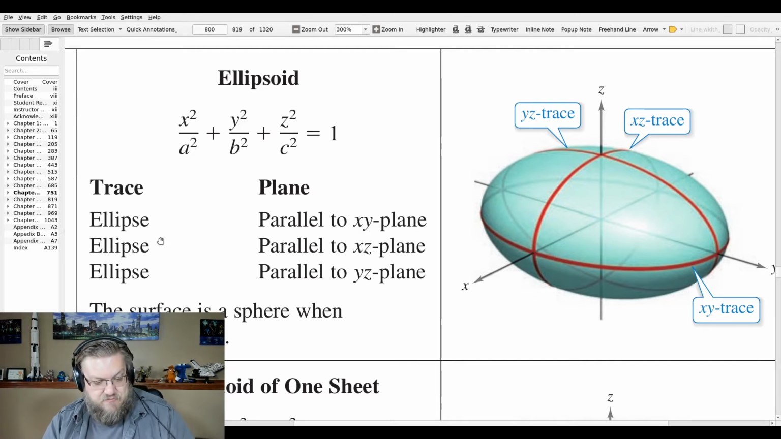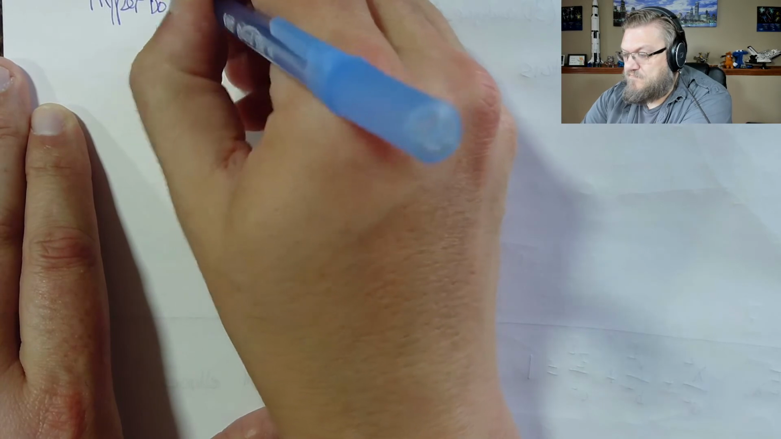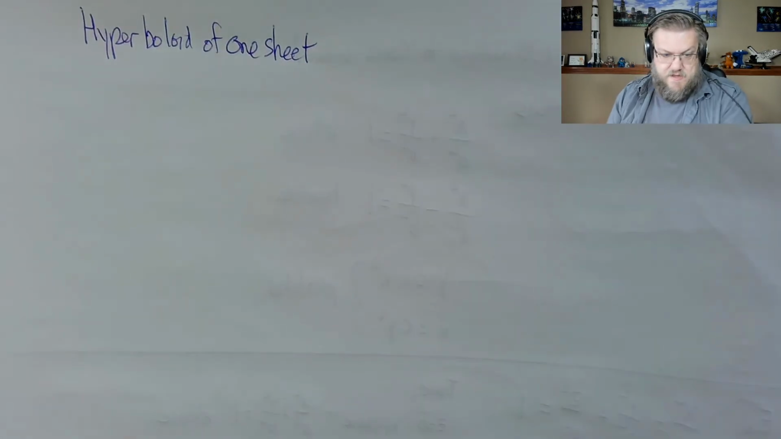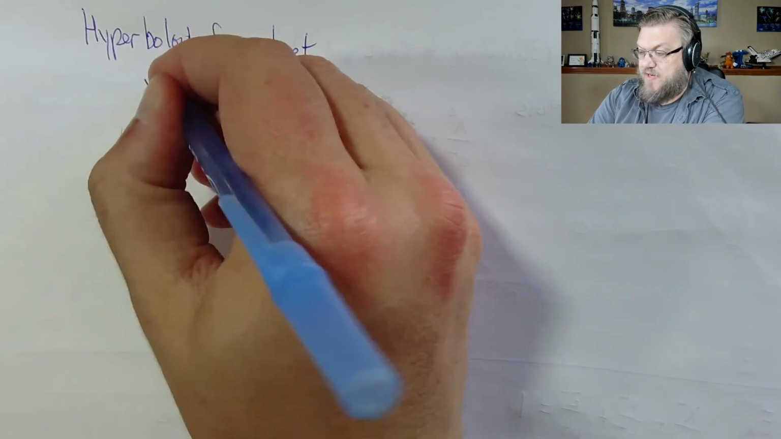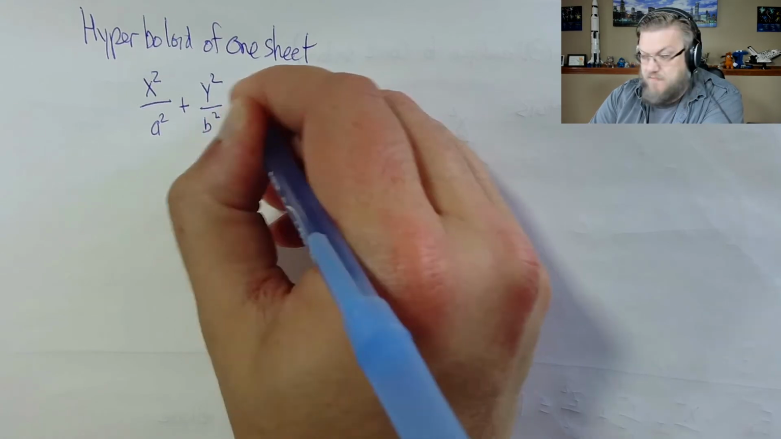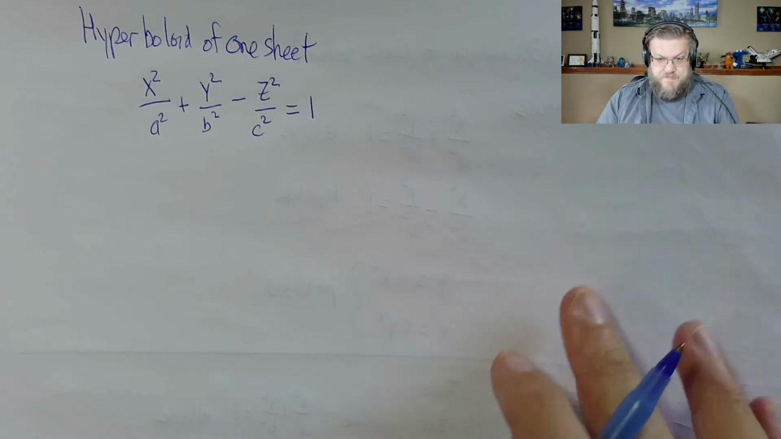Let's do another one. This one's going to end up being called a hyperboloid of one sheet. Okay, so let's see. Fancy name, but let's see what we can do with it. So hyperboloid of one sheet. Now the form for that is x squared over a squared plus y squared over b squared minus z squared over c squared equals 1. Okay?